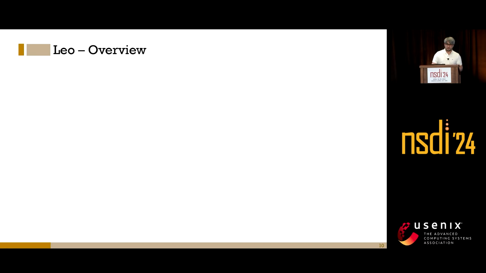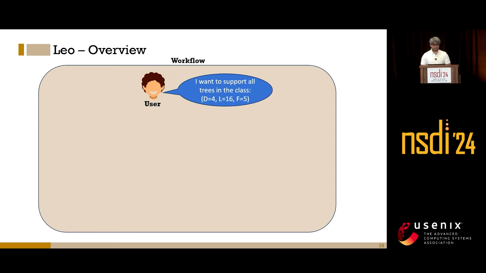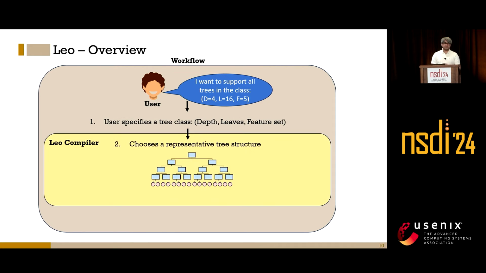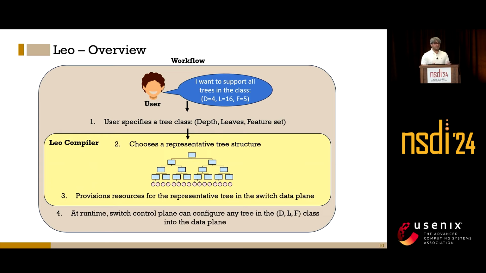So how does Leo work? The workflow is as follows. The user starts by specifying a tree specification, or the class of tree that the user wants to support. Then the Leo compiler chooses a representative tree structure for this class of trees. And then it provisions resources against this special tree structure in the switch data plane. Finally, at runtime, the switch control plane can be used to reconfigure any tree within that class of trees that the user specified.